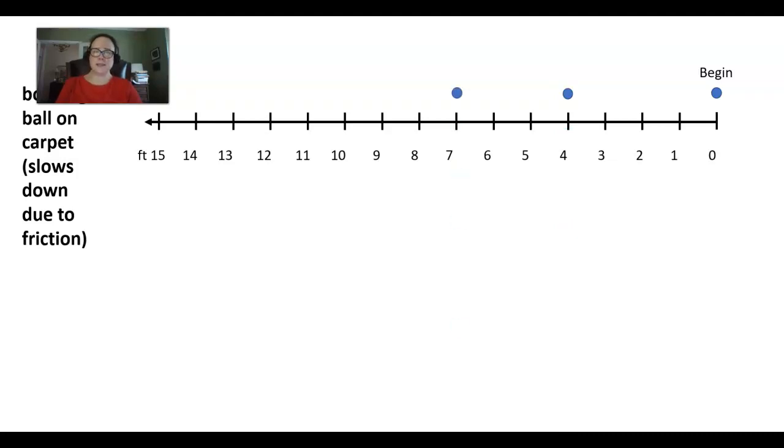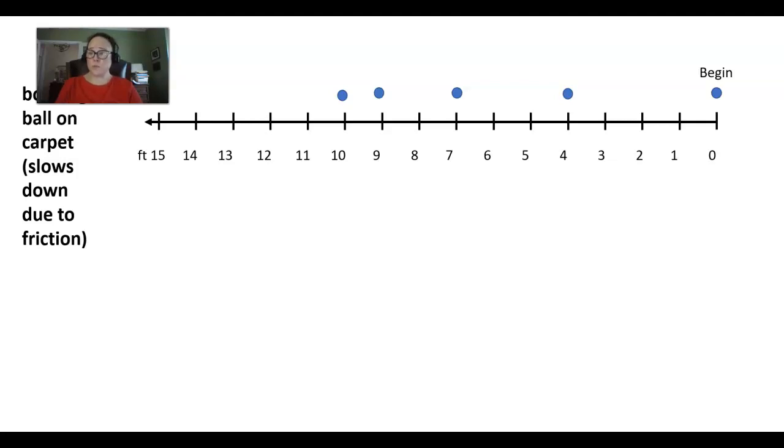But in the next second, it only moves 3 feet. So it has moved a little less far in that second. In the third second, it only moved 2 feet. So see, the position dots are getting closer and closer together. In the fourth second, it only moved 1 foot. So they're getting much closer.